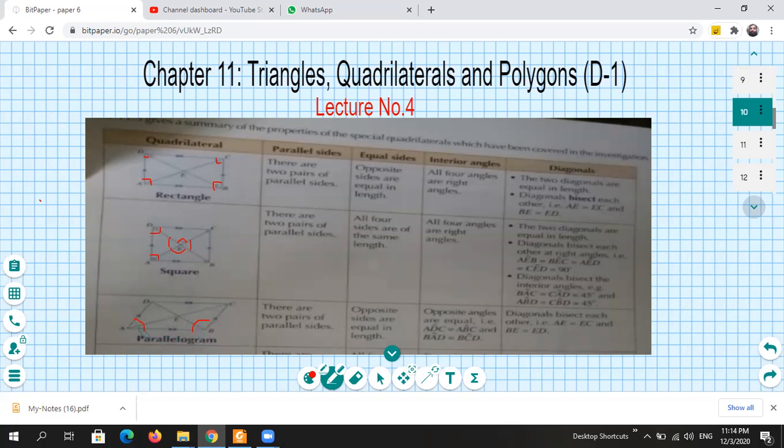Another thing, the opposite angles, like angle at A and angle at C, are equal. Similarly, angle at D and angle at B are equal. And you can see that there are two diagonals AC and BD, and AC is not equal to BD, like we have seen in the rectangle. All right.